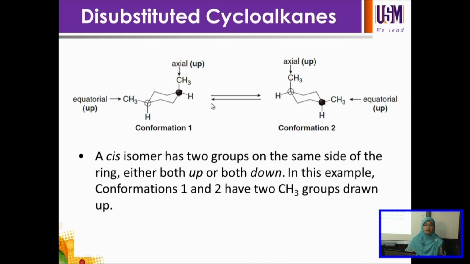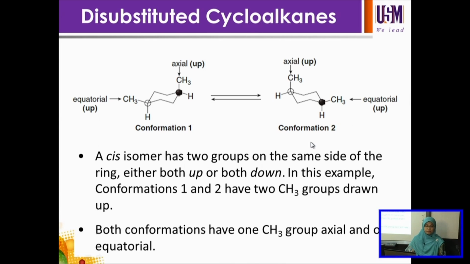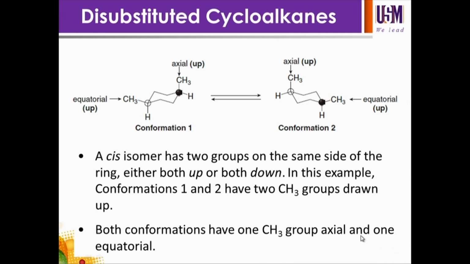When they flip, the axial methyl group will become equatorial, while the equatorial methyl group will become axial. But this conformation is still a cis isomer. Both conformations have one methyl group axial and one in equatorial position, and they have relatively the same amount of energy.